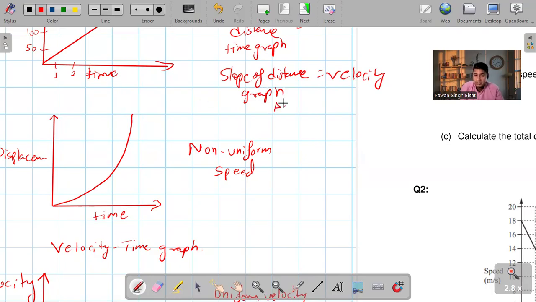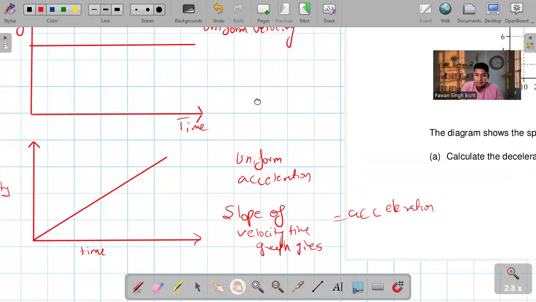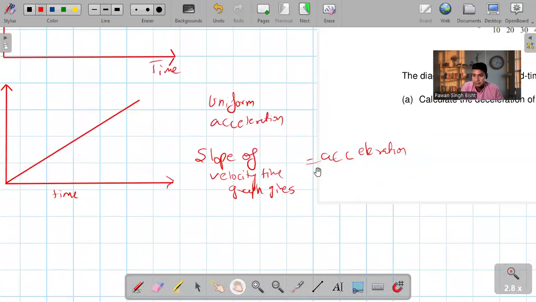So change in distance over time, delta y upon delta t. You know the distance upon time is speed. So slope of distance time graph gives velocity, whereas slope of velocity time graph gives acceleration.